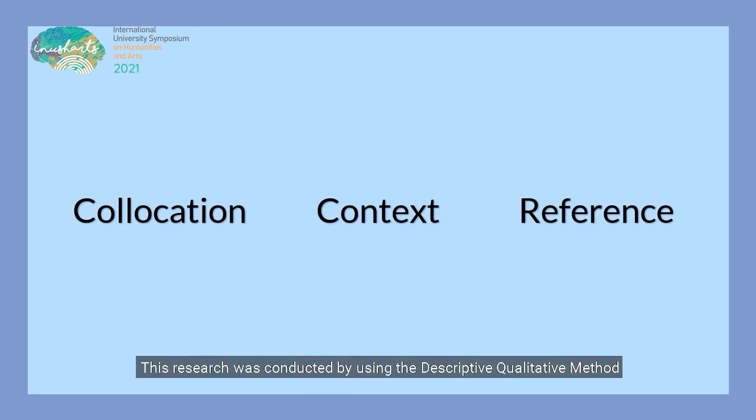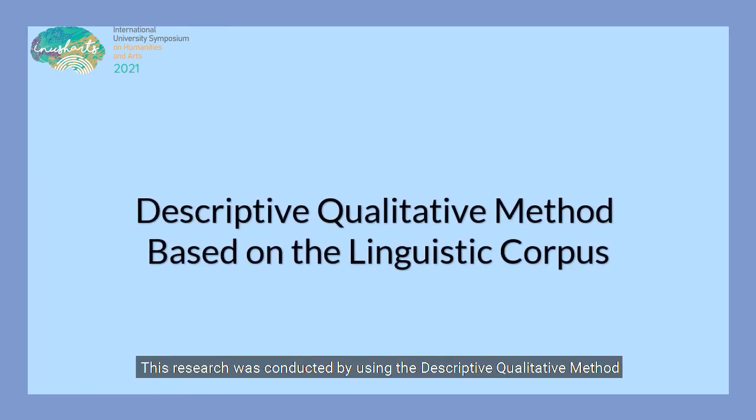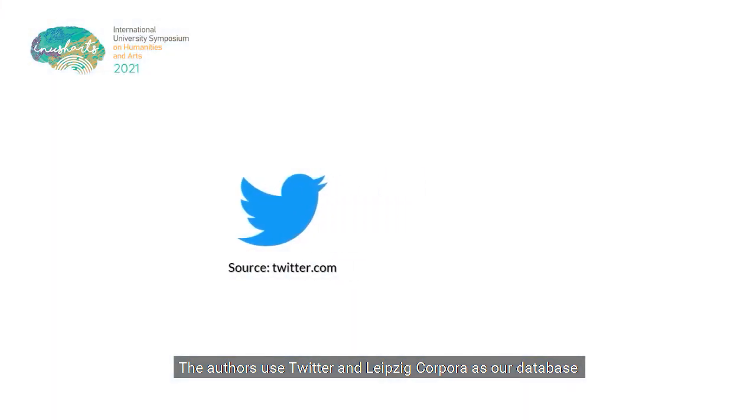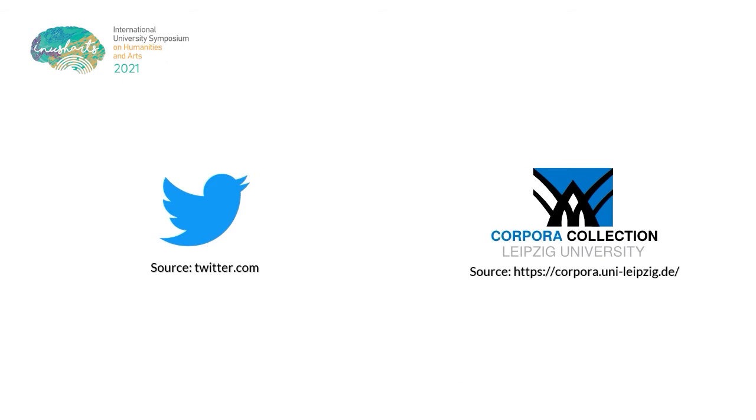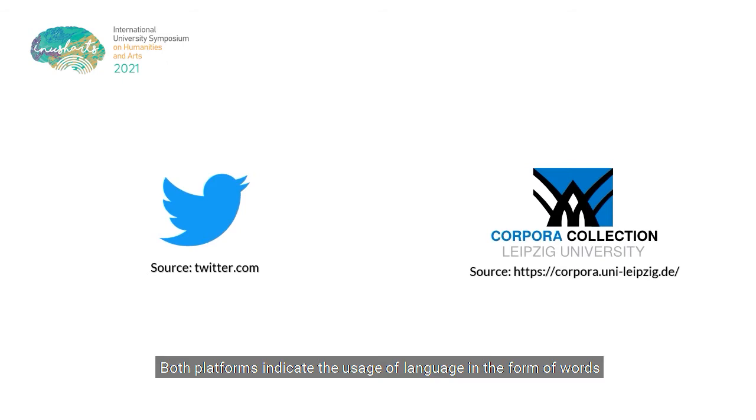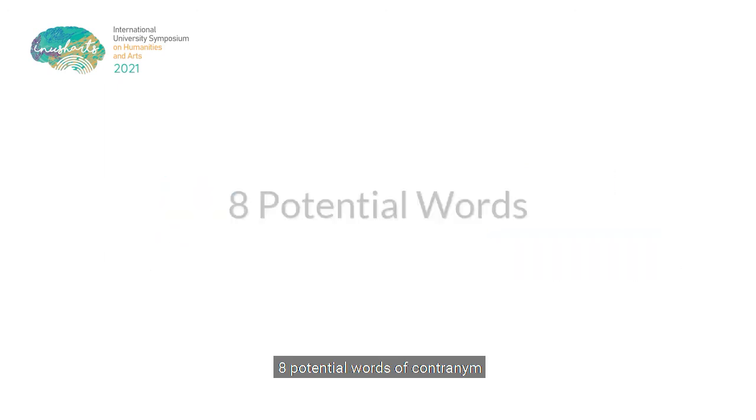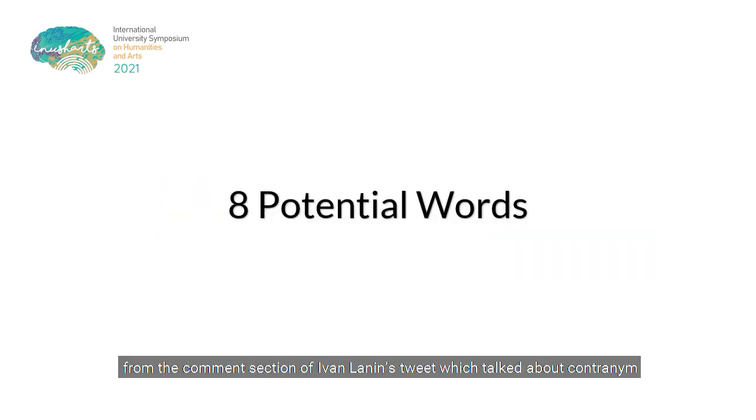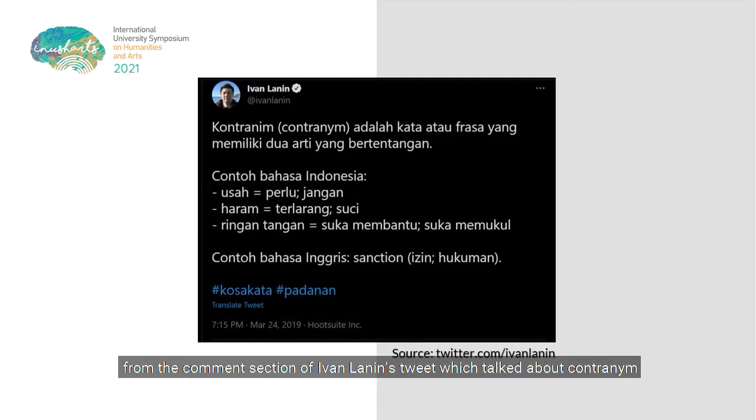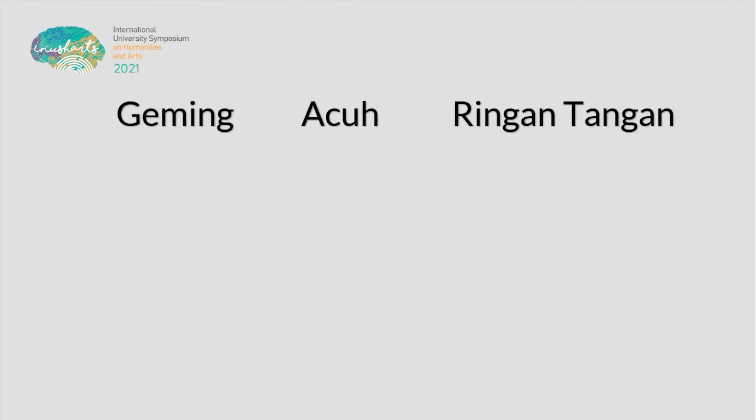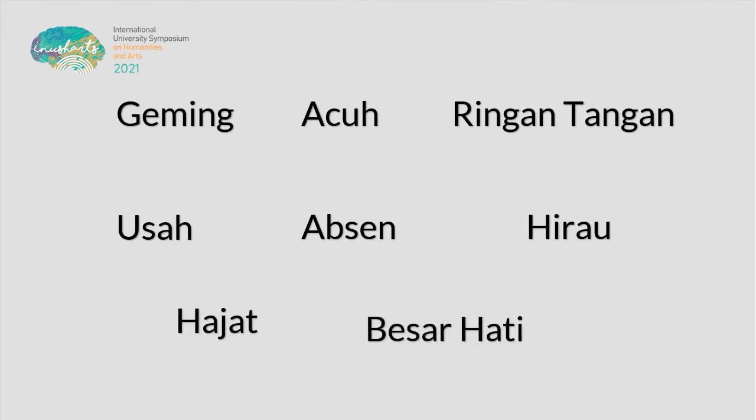This research was conducted by using the descriptive qualitative method based on the linguistic corpus. The authors used Twitter and Leipzig Corpora as our database. Both platforms indicate the usage of language in the form of words. The authors were able to identify 8 potential words of contranym from the comment section of Evan Lennon's tweet which talked about contranym. These 8 potential words are geming, acuh, ringan tangan, usah, absen, hirau, hajat, and besar hati.